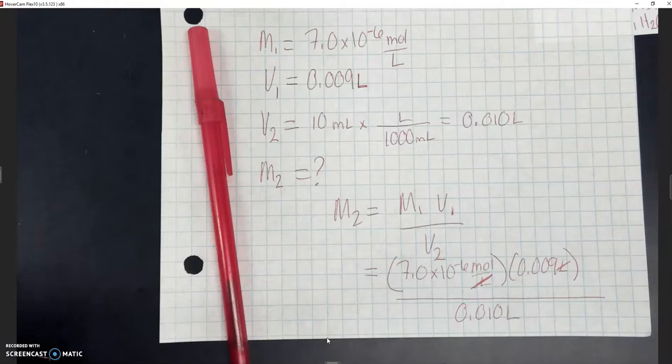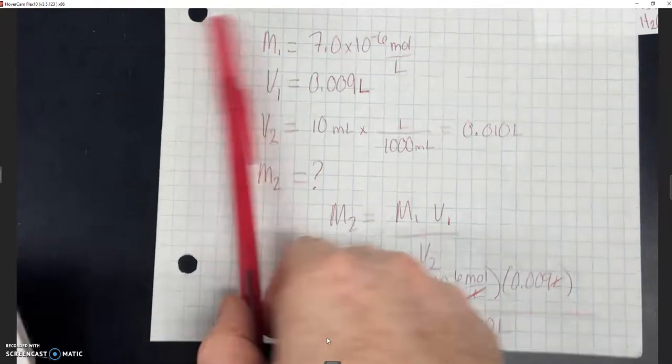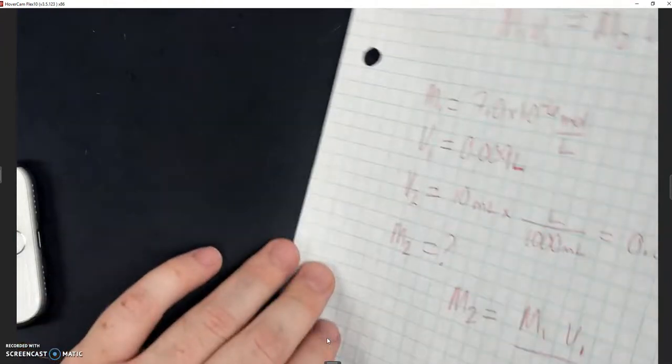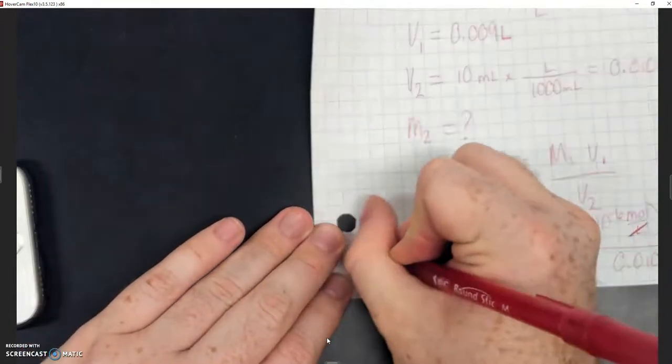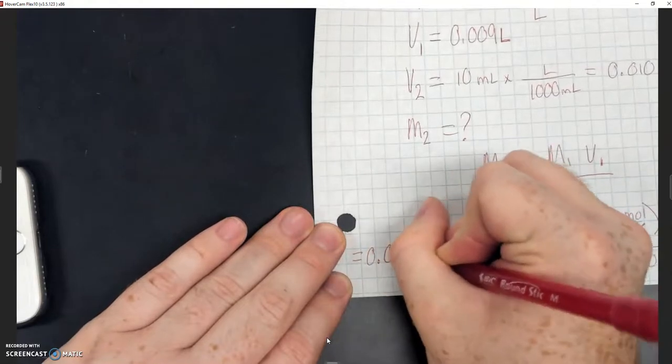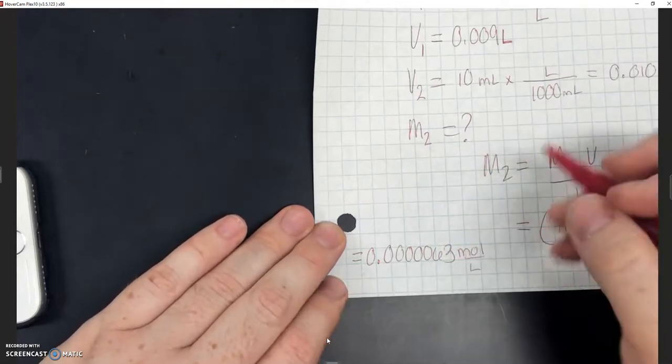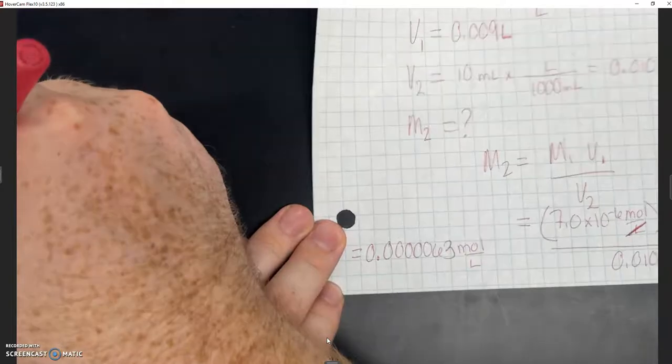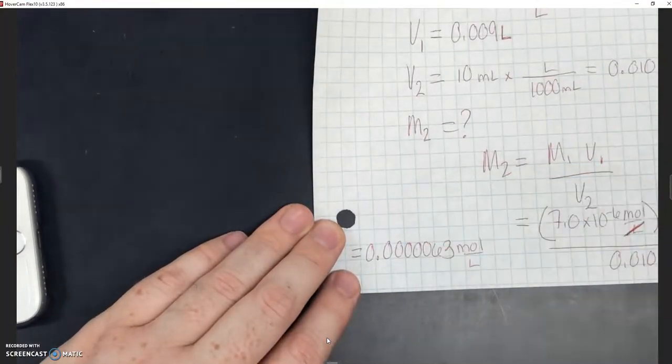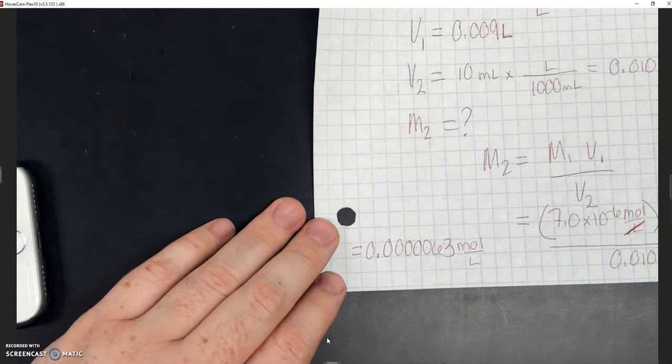So I have 7.0 times 10 to the negative 6th power times 0.009, then divided by 0.010. My new molarity, I'm going to write it over here, is equal to 0.000063 moles per liter. Make sure I counted those zeros correctly. 1, 2, 3, 4, 5. Perfect. Now you can rewrite this in scientific notation, which you should.